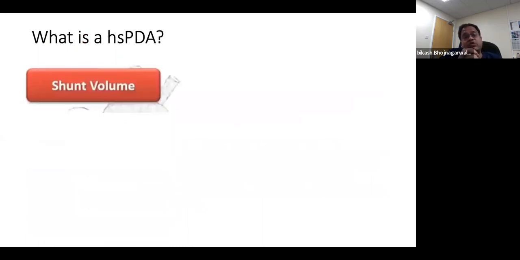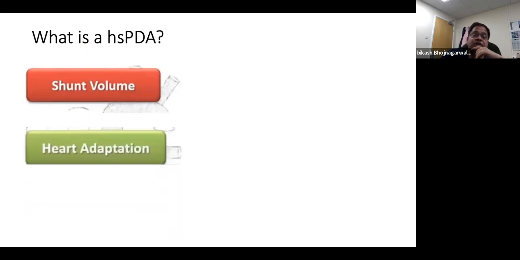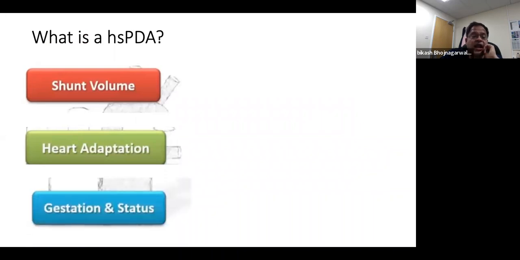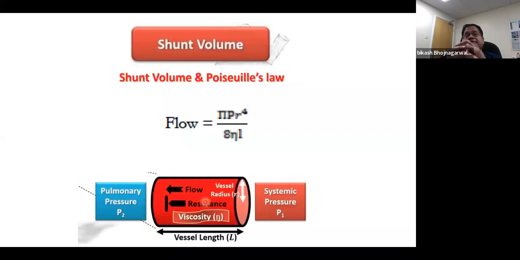So when we're trying to define this PDA, what parameters are we going to consider? Number one, shunt volume. We're going to consider host adaptations, and we're going to consider gestation and status. And we know that shunt volume is the biggest factor, I would say, when we are trying to define the problem.